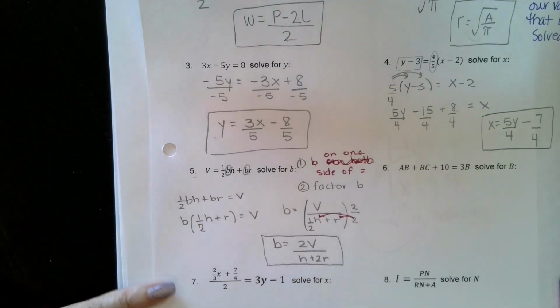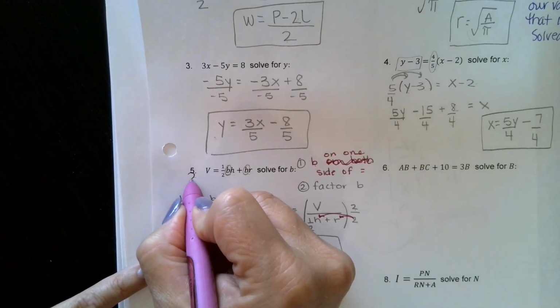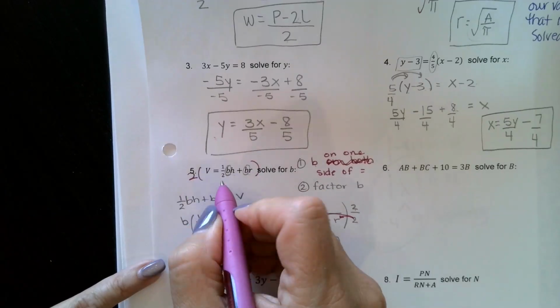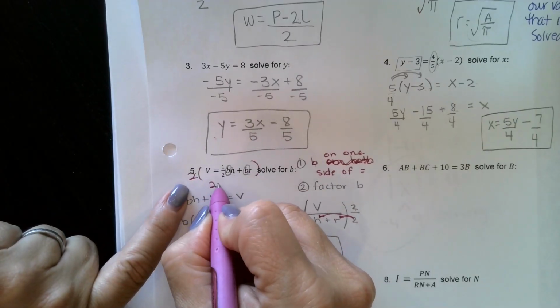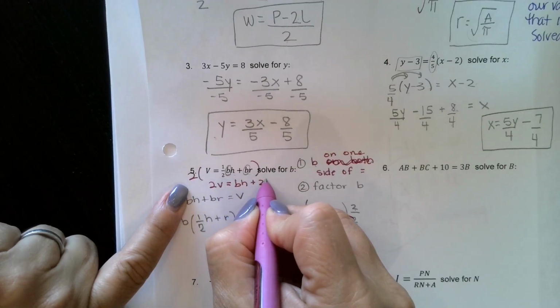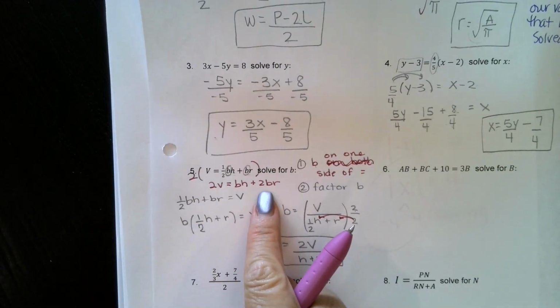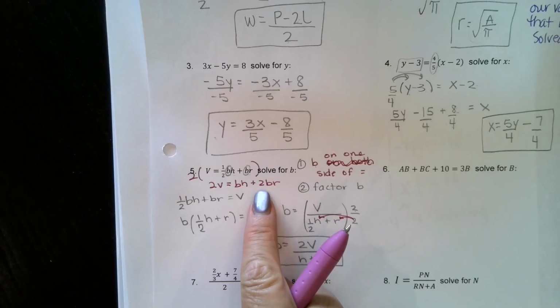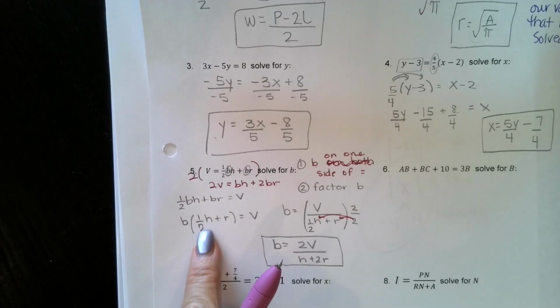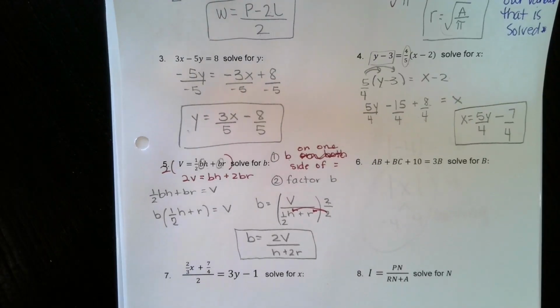Now, technically, what I could have done is this step of multiplying clear up here at the beginning. If I multiplied this all the way through, I would have had 2V equals BH plus 2BR. If I would have done this, then when I factored it, I would never have had this fraction. So that would have been another option, to multiply that through in the beginning.